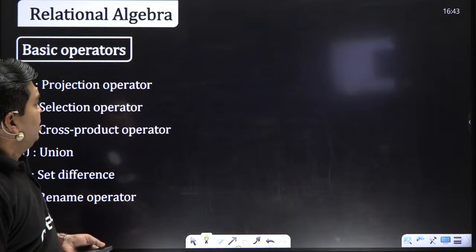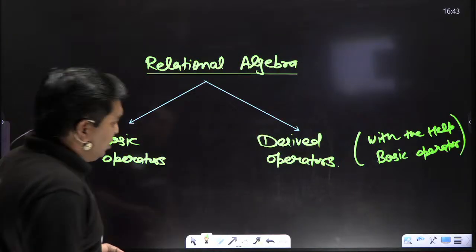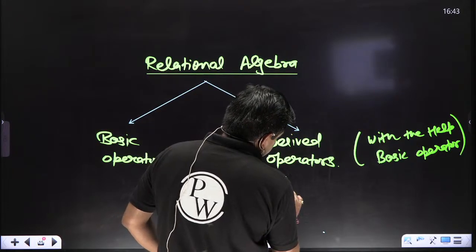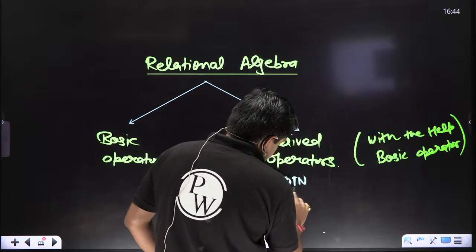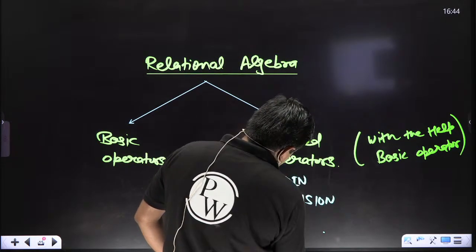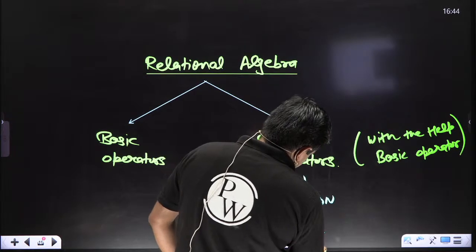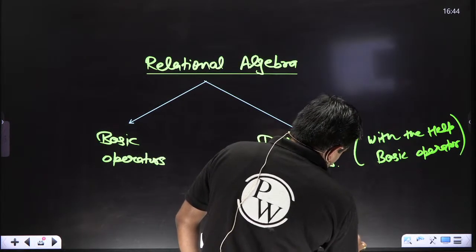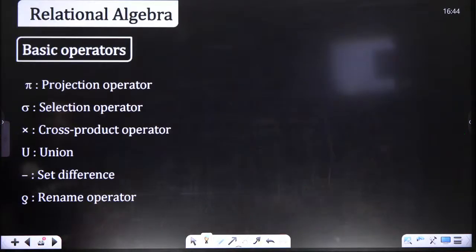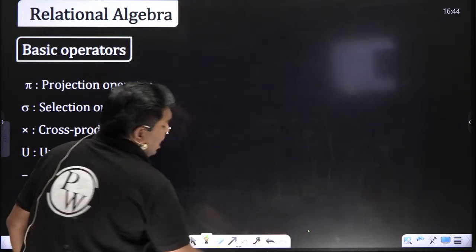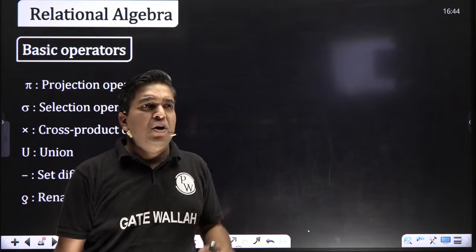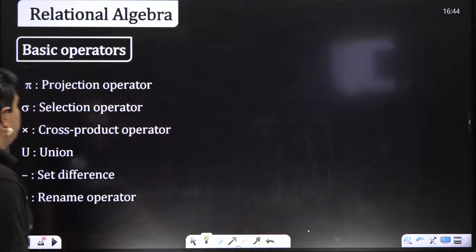Two categories. Now there are three derived operators. Which three? First is join and its types, division, and third is intersection. There are three derived operators and six basic operators. I will discuss each and every operator one by one in complete depth. Don't fear.